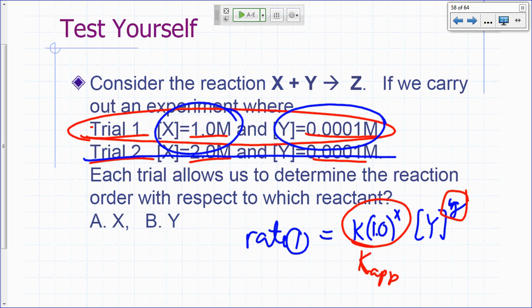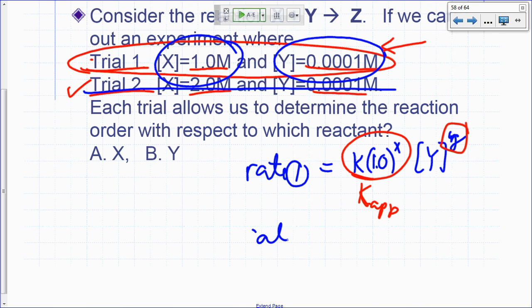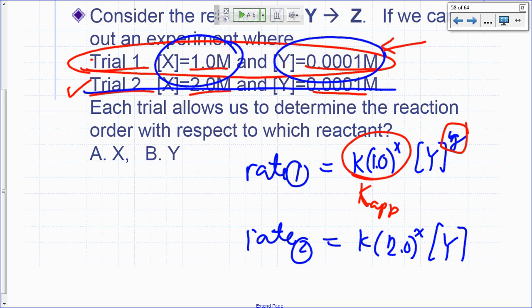The trial will allow you to determine the order of the reaction with respect to the reactant that's present in small amount. Same thing with trial 2, except that in trial 2, what's your rate constant going to be? For your rate in trial 2, you'll also be able to determine the order of reaction with respect to Y. Your apparent rate constant is just going to be different. So you get a different apparent rate constant for the 2 runs. So that tells you that these 2 runs will allow you to determine what? They allow you to determine X, because the K apparent will be different. You're going to have different apparent rate constants for these 2 runs.